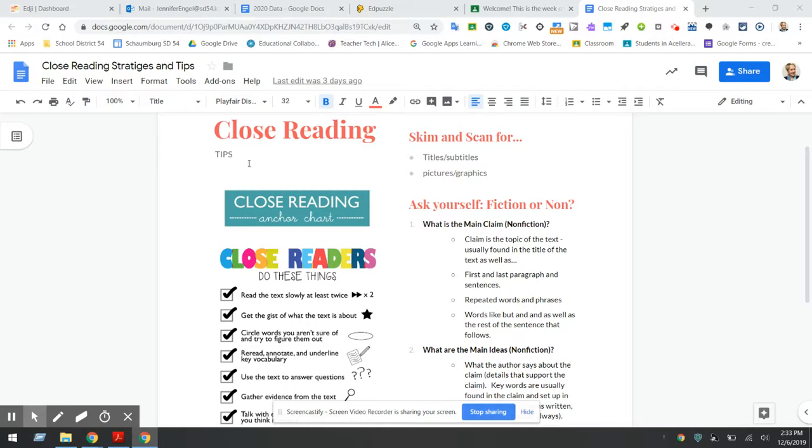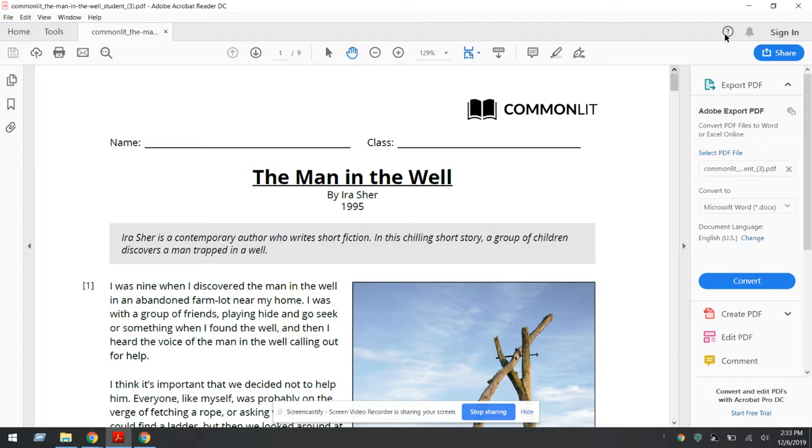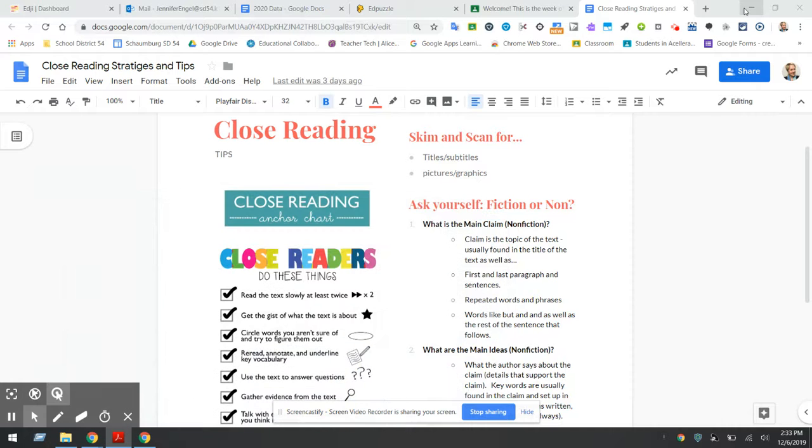All right, this week we're really going to be focusing on close reading tips and strategies, really looking at the right-hand column first. We're going to be doing this with a text called The Man in the Well. So I'm going to be going back and forth between this text and our close reading strategies.